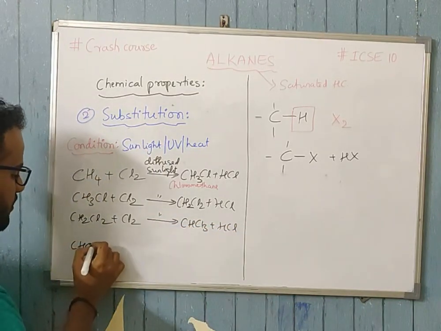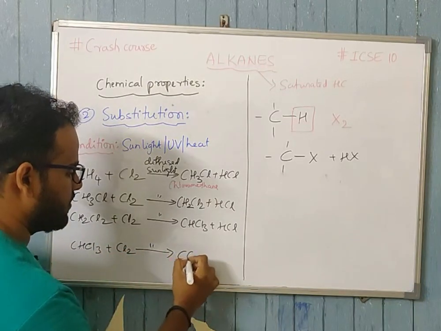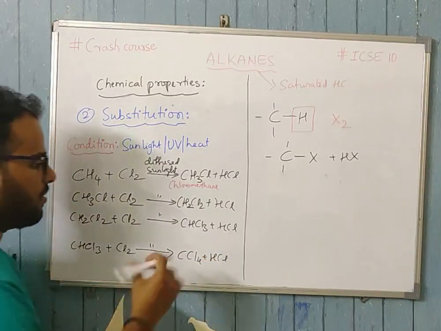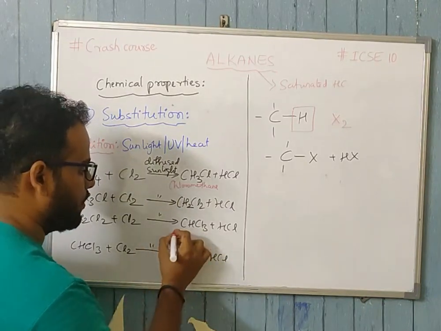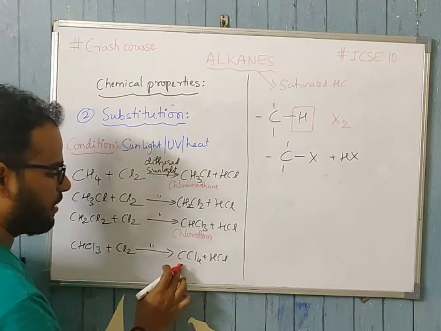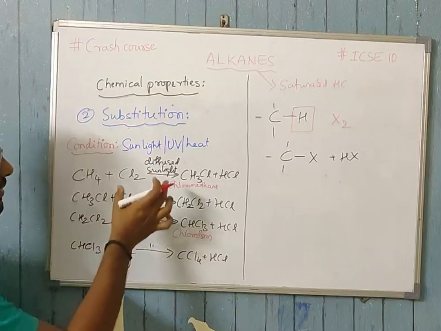That CHCl3 will undergo further substitution. CCl4 plus HCl we get. The common name of this I am writing, chloroform. Chloroform. This one, carbon tetrachloride, which you know. Okay. So these are the 4 steps.